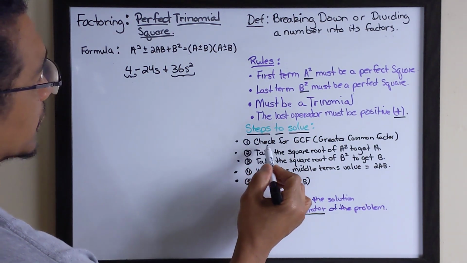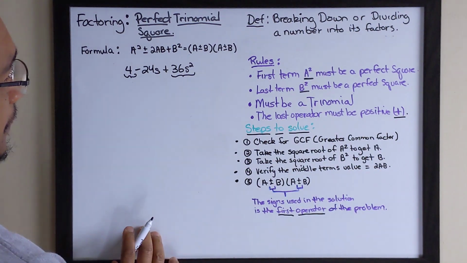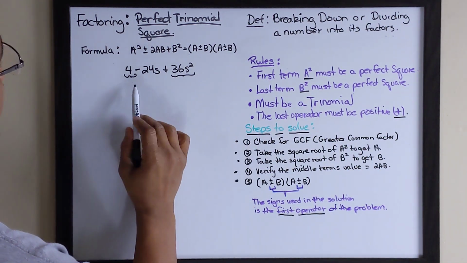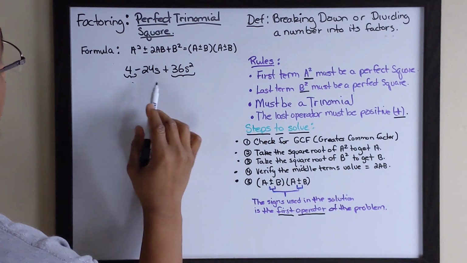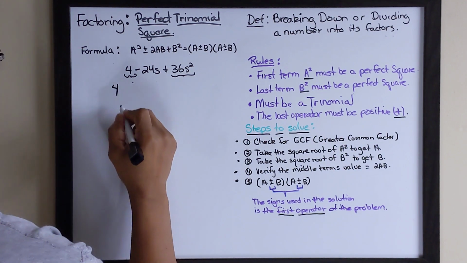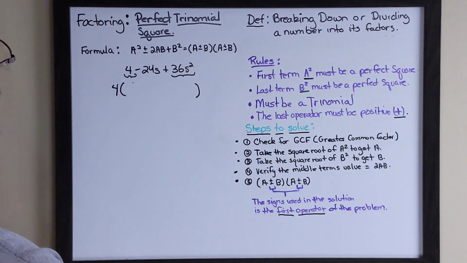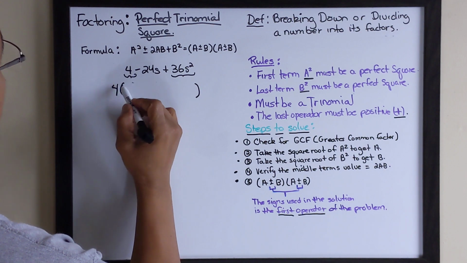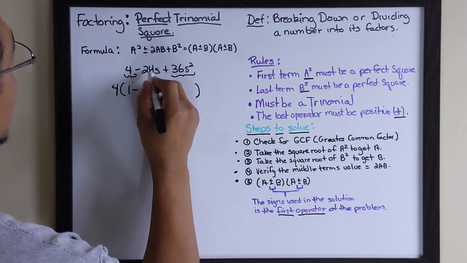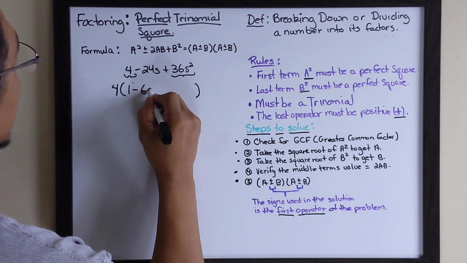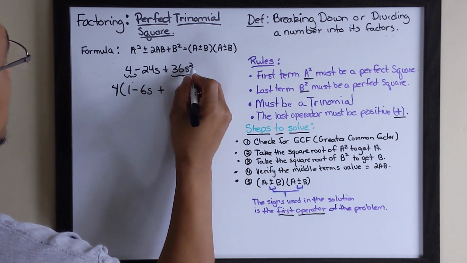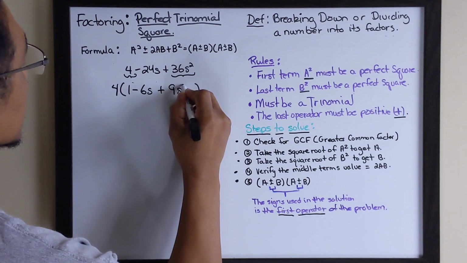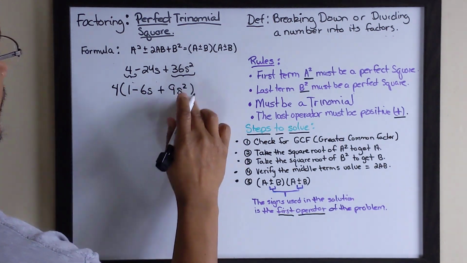For step number 1, we got to check to see if there's a greatest common factor. So let's check, is there a greatest common factor between these terms right here? And the answer is yes, it is the number 4. Once we've done that, we write what's remaining once we divide the number 4 out of each one of these terms. So 4 divided by 4 is 1, minus 24s divided by 4 is 6s, plus 36s squared divided by 4 is 9s squared.